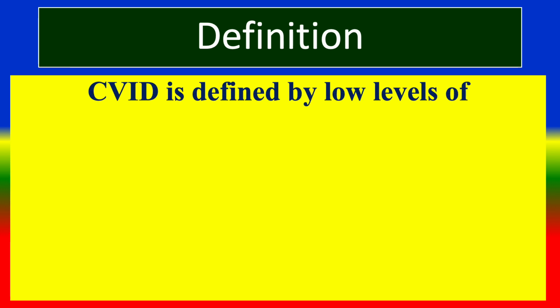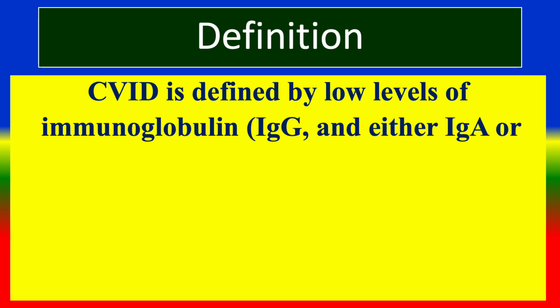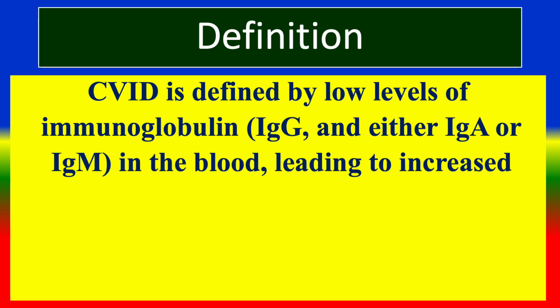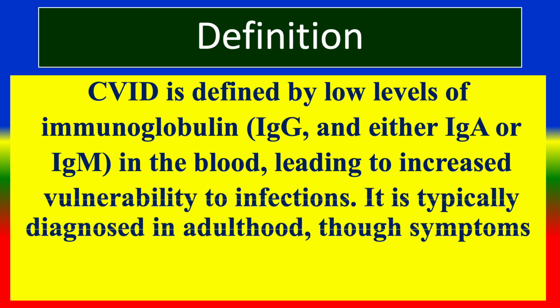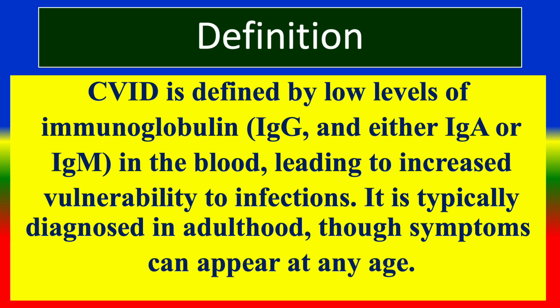Definition. CVID is defined by low levels of immunoglobulin in the blood, leading to increased vulnerability to infections. It is typically diagnosed in adulthood, though symptoms can appear at any age.